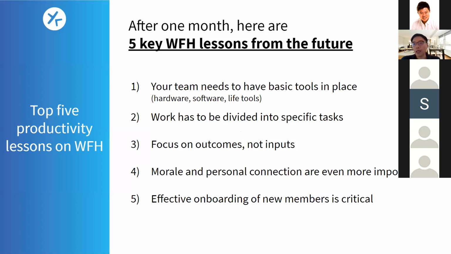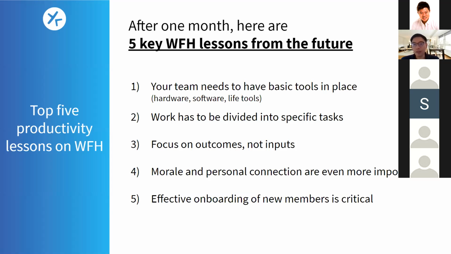Number 2, managers need to rethink the way they assign work, how it needs to be divided into specific tasks, and we'll talk a bit about what that means. In terms of performance management or team management, it's very important now that you focus on outcome and output, and not on inputs, not how many hours people are working, not how late they stay in the evenings. Morale and personal connection are even more important than if you were in a team, because we realize there are many small micro interactions every day that help to build the team bond, the team spirit, and all of this is much more difficult when you're working from home.